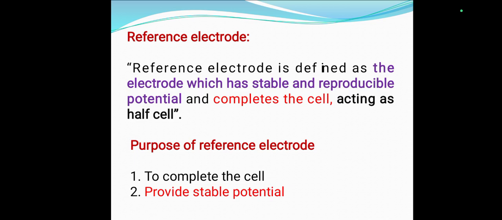I repeat again, the electrode which has stable and reproducible potential, and completes the cell acting as a half cell. So as far as the purpose of reference electrode is concerned, first to complete the cell and second to provide stable potential.